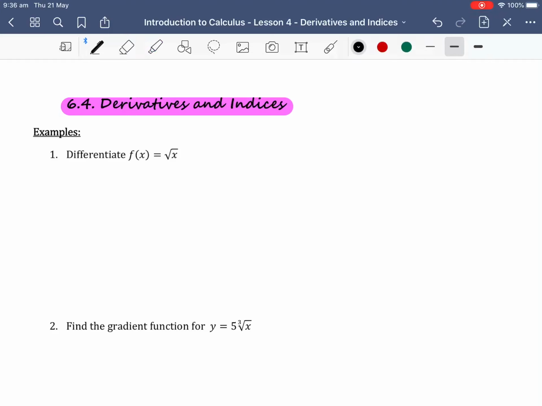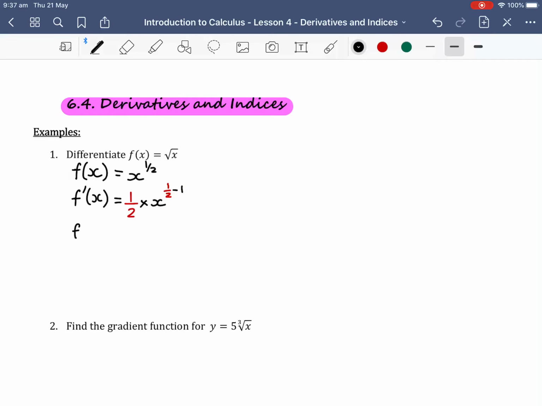What we're going to do first is convert this function to a power of x. So we have f of x equals, remember that the square root of x is x to the power of a half. And then we are going to differentiate this. So we have f dash x equals, and we bring our power down, so it will be a half times x to the power of a half minus 1.